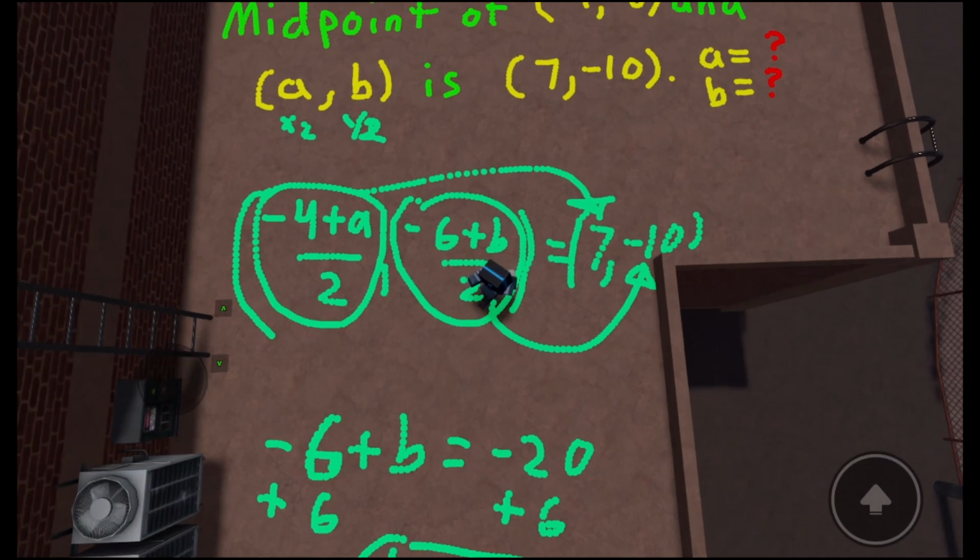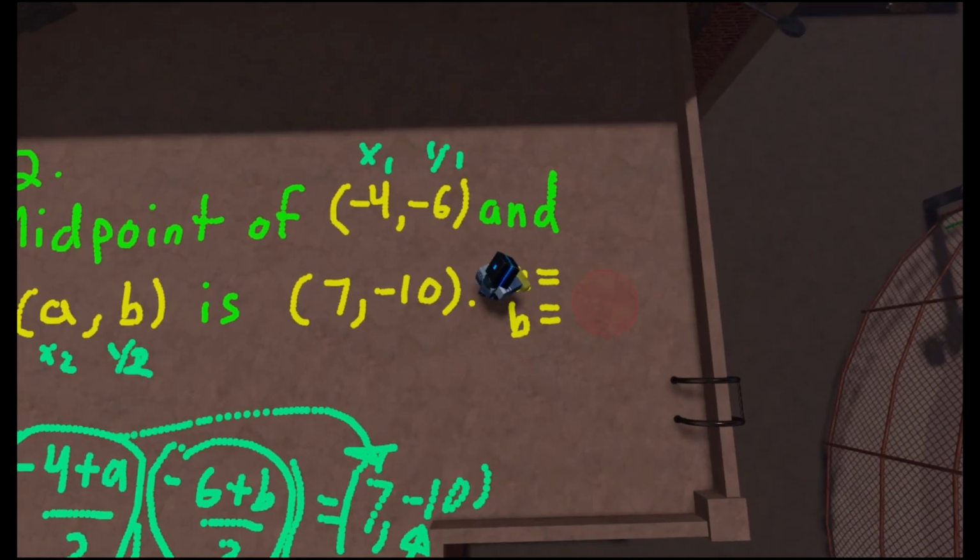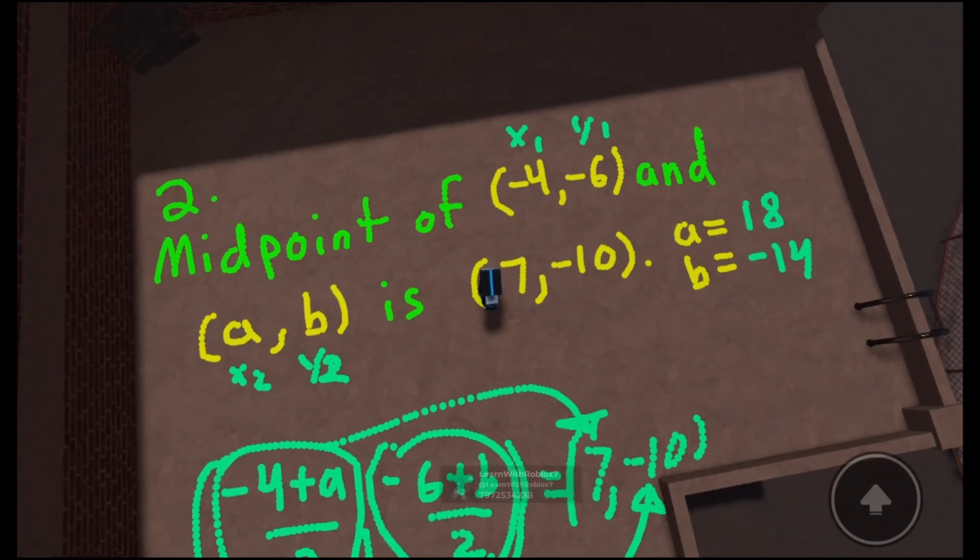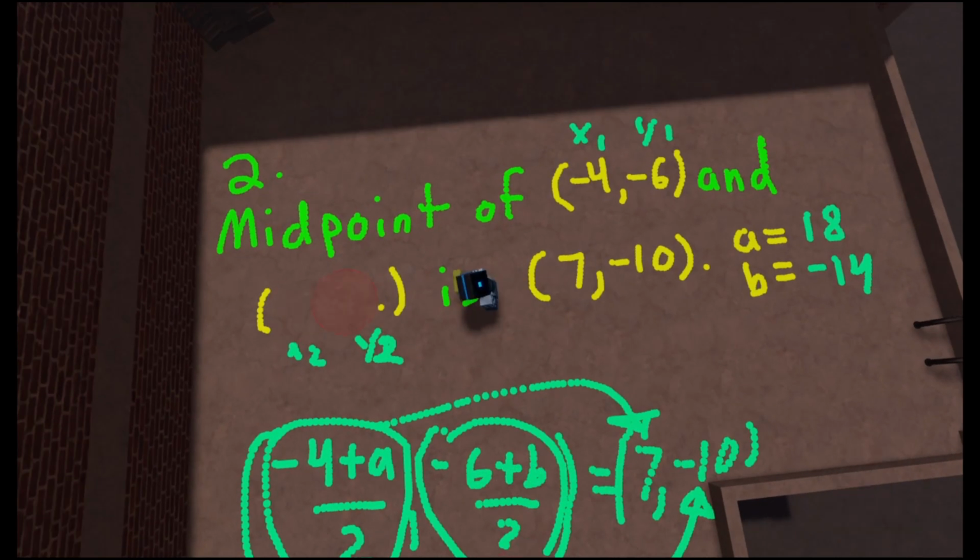Let me just write those values up here again. So a equals 18, and b equals negative 14. So in other words, the midpoint of minus 4 comma minus 6 and 18 comma negative 14 is just 7 comma negative 10. Let's move on to problem 3.